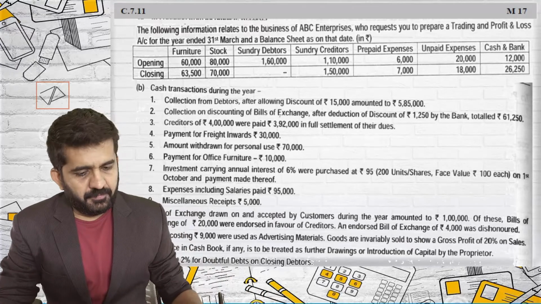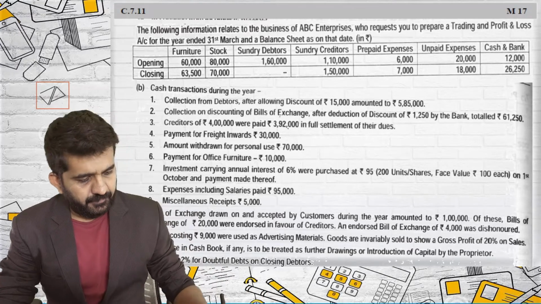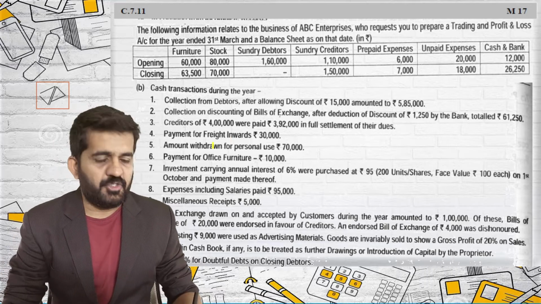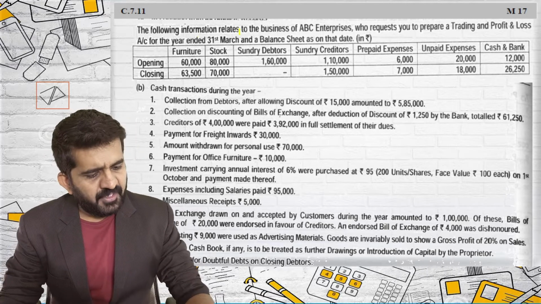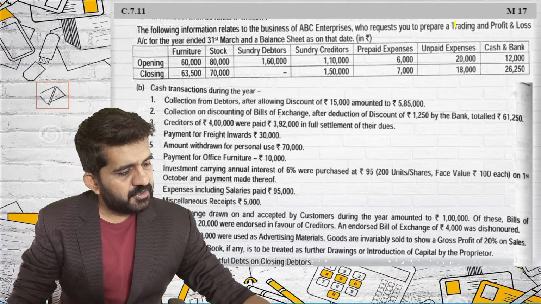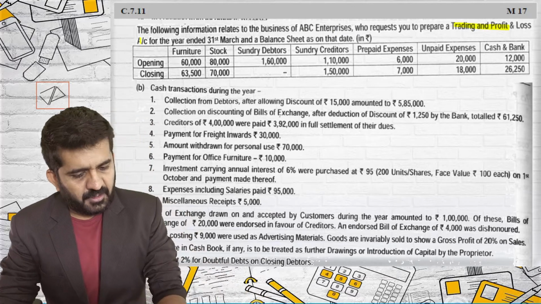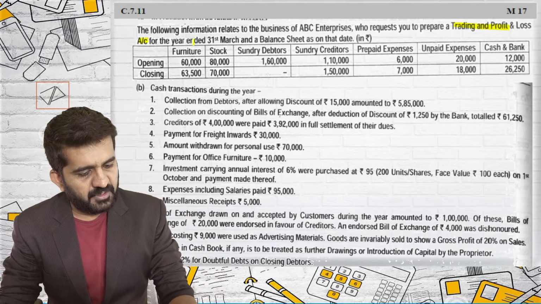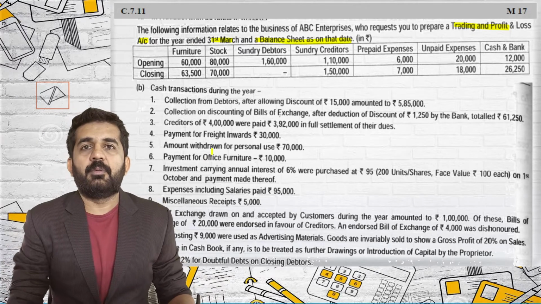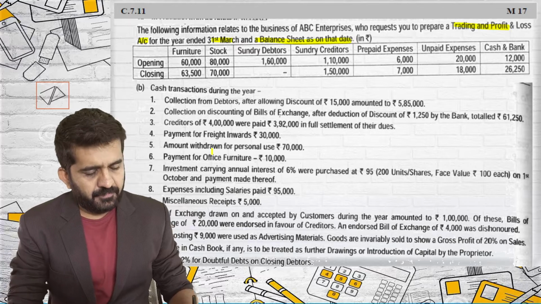Let us solve question number C 7.11. First, by highlighting, we will be deciding which accounts and sheets we will be preparing. The following information relates to the business of ABC Enterprise, who request you to prepare trading and profit and loss account for the year ended 31st March, and balance sheet as on that date. So we will be preparing trading, profit and loss, and balance sheet.